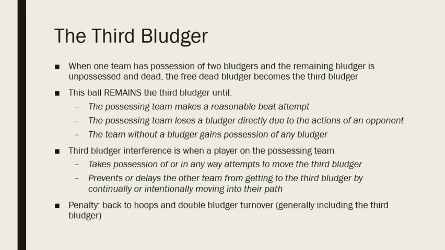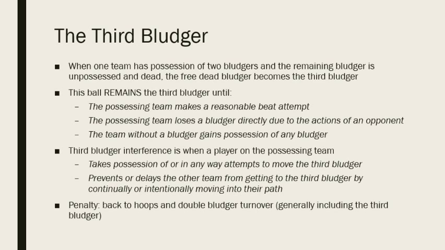So the third bludger is when one team has possession of 2 bludgers and the remaining bludger is unpossessed and dead. The free dead bludger becomes the third bludger. So this is what it's always been, right? It's only the third bludger, and everything we talk about in a second referring to the third bludger only comes into play if the other team has 2 bludgers in their possession. Otherwise, yes, you have 3 bludgers, but there is no third bludger.